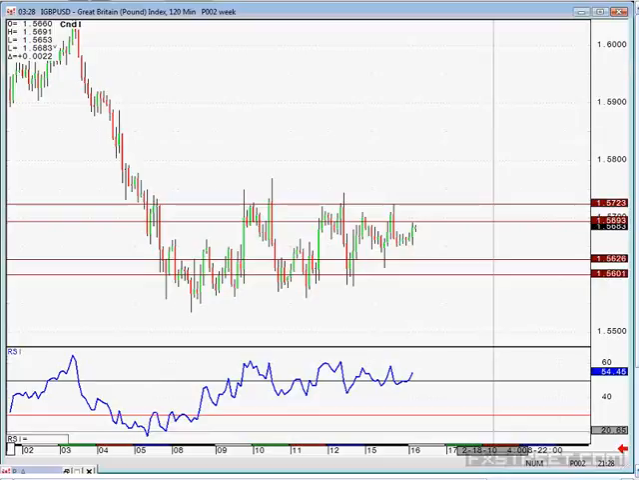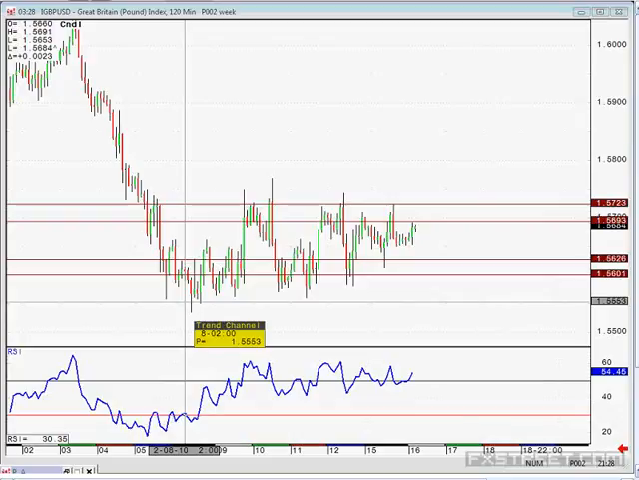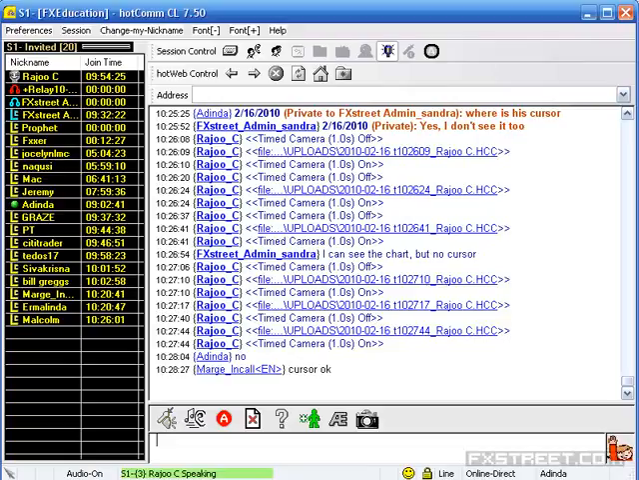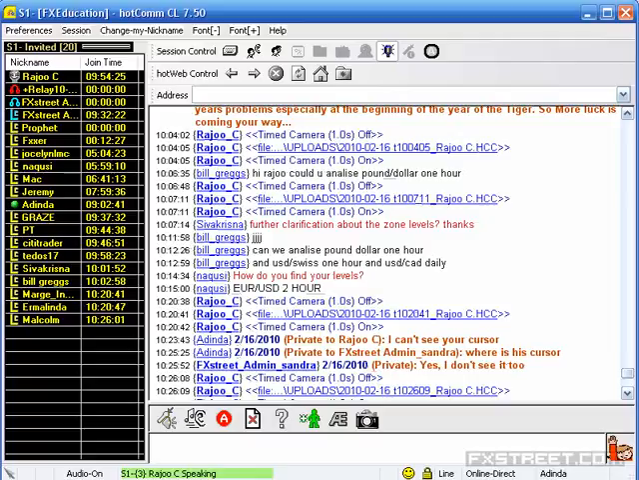So this is my view on this particular instrument, right? Okay, the next question is further clarification about zone levels. Okay, can we analyze pound dollar 1 hour? I think I've already discussed this instrument. Okay, the next question is USD Swiss 1 hour and USD CAD daily.